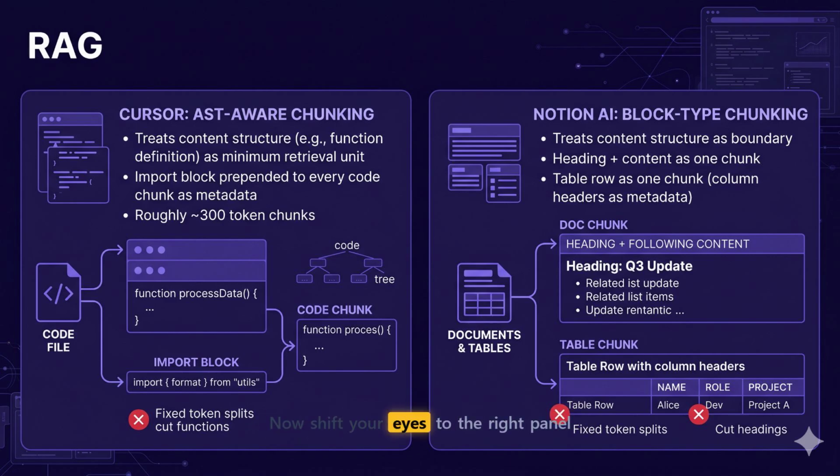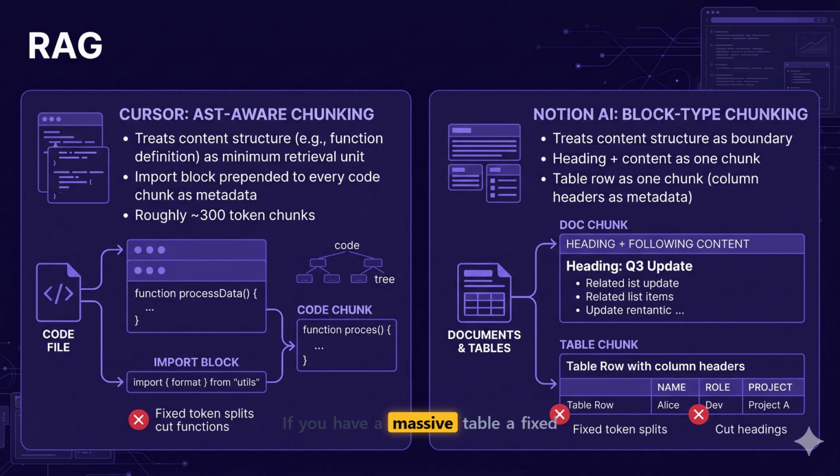Now, shift your eyes to the right panel to see how Notion AI handles unstructured rich text using block type chunking. Look at the doc chunk layout near the top of that section. Instead of counting words, Notion AI treats a heading and all of its nested content as one single unbreakable retrieval unit. Look just below that at the table chunk diagram.